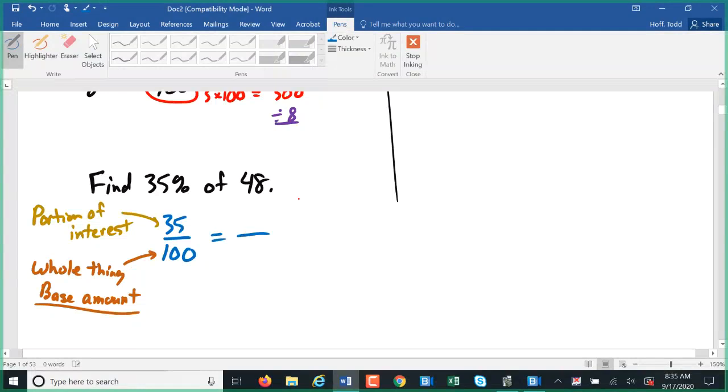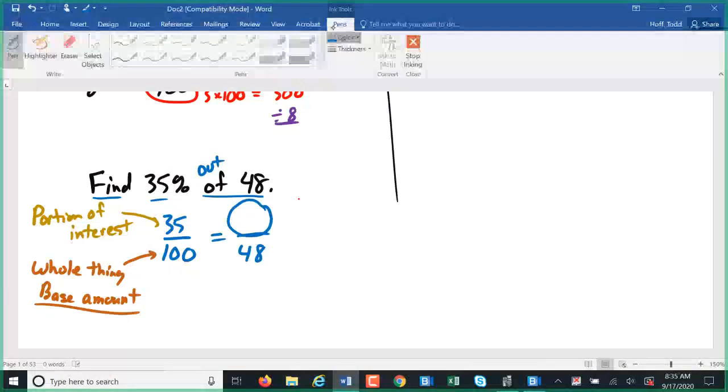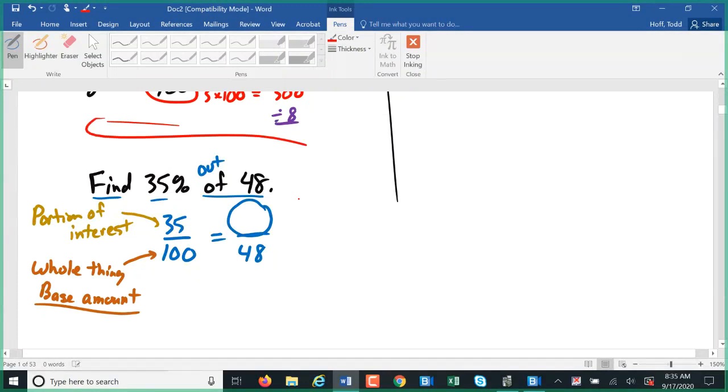Now on the other side of our proportion, whatever goes on top has to have a link with the 35. Whatever goes on bottom has to have some link with the 100, or the whole amount, the base amount. Well, the way this reads, it says find 35%. That seems to indicate that what we're looking for matches up with the 35. Of 48, we can read that as out of 48, which implies the 48 goes on bottom. And now our process is just like it was up here. We cross multiply and divide.